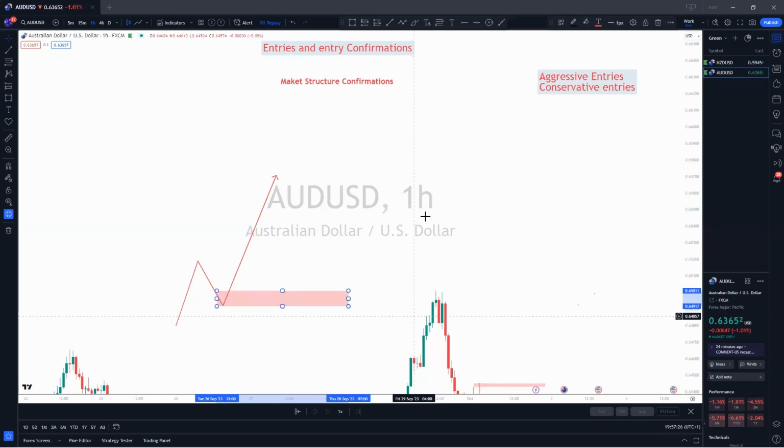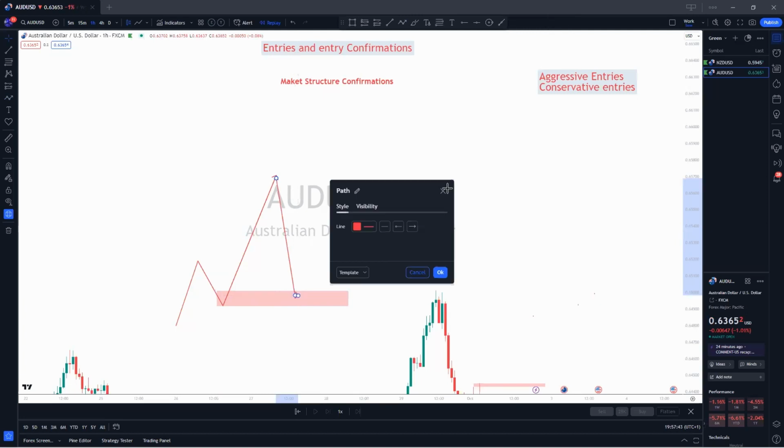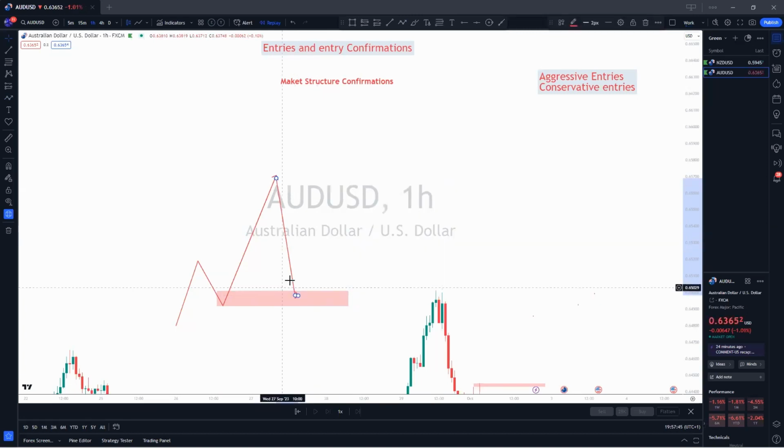One thing I'm trying to make you understand is that whatever zone you are entering your trade from, you can look for these confirmations. Price comes and taps into our zone. Once price taps inside this zone, what we're looking for is a reversal signal on the lower time frame, or on our entry time frame. Let me just say entry time frame, but most times, entry time frames are lower time frames.